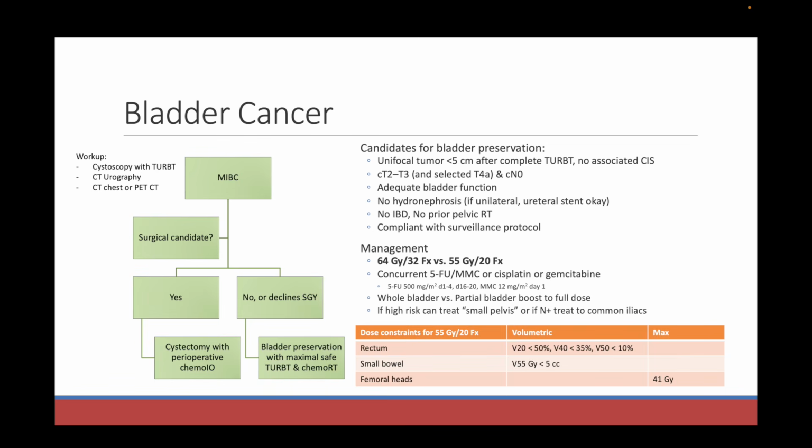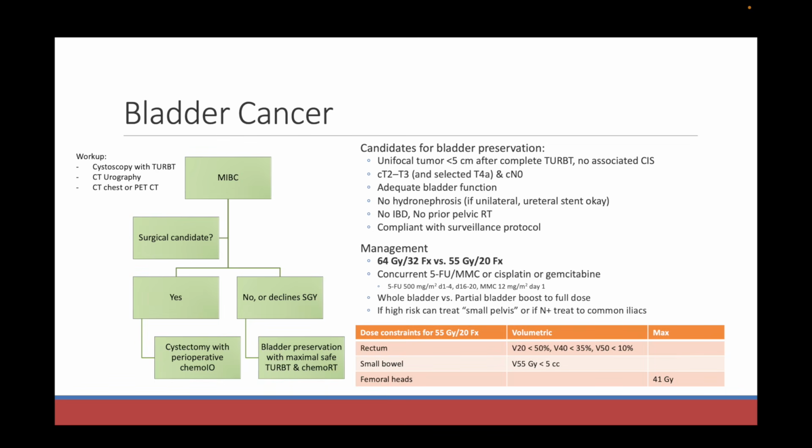The dosing is a little bit different than anal cancer dosing. It's 500 milligrams per meter squared 5-FU given at week 1 and week 4. And then it's just a single dose of mitomycin C, 12 milligram per meter squared given on day 1. Now, there's data that it doesn't make a difference if you treat the whole bladder or the partial bladder and then just boost the involved tumor to the full dose. So either way, the whole bladder is going to get some dose of radiation, and you can either take the full bladder to the full dose or you can boost the tumor. It's easier to meet dose constraints, though, if you obviously just boost the tumor to the full dose.